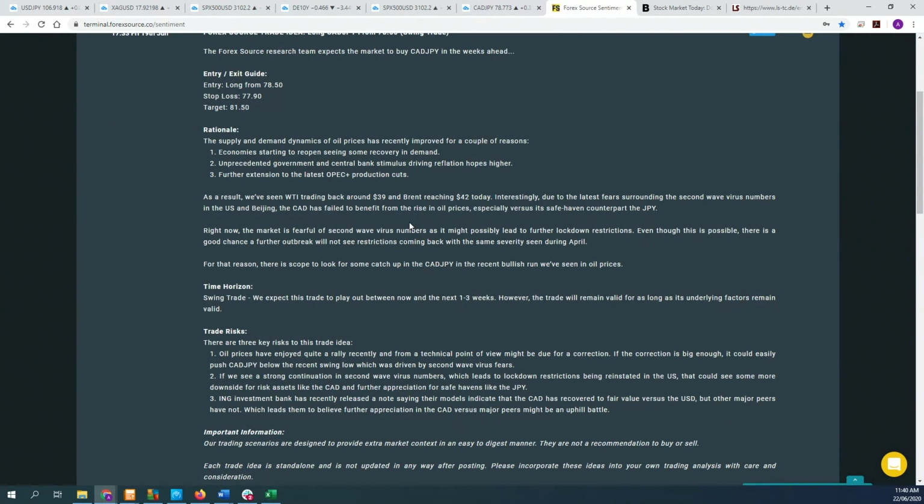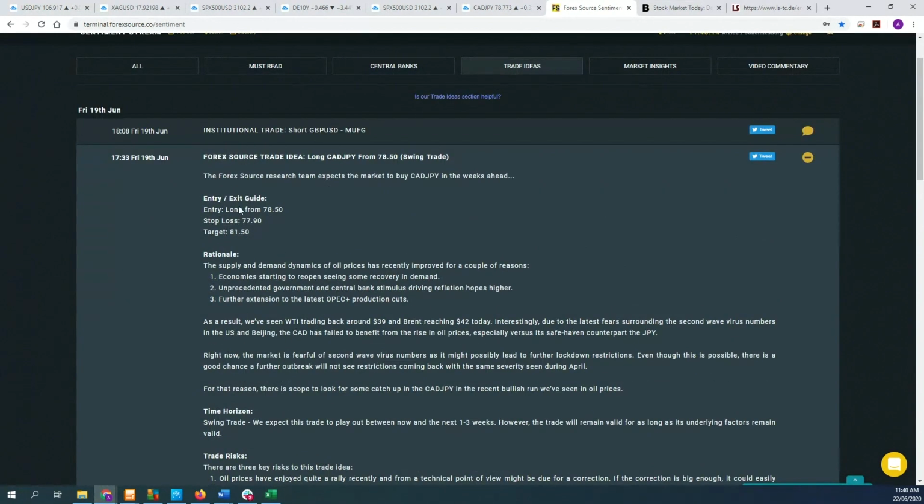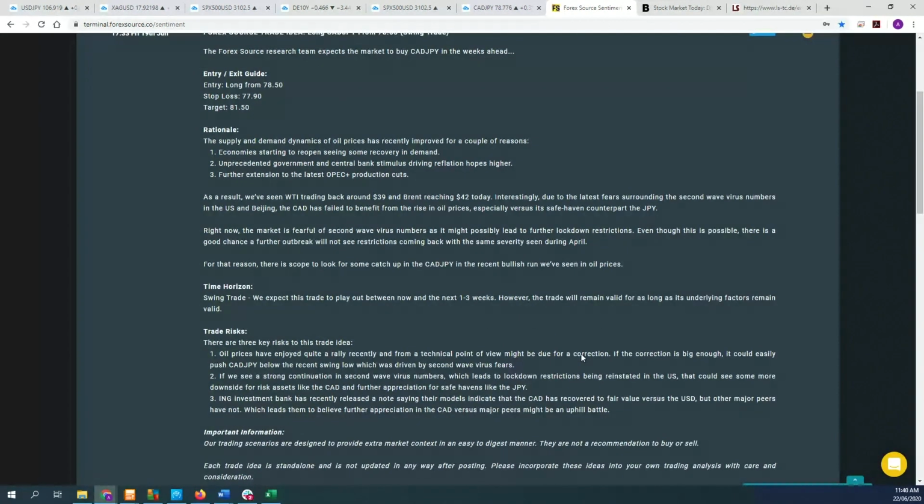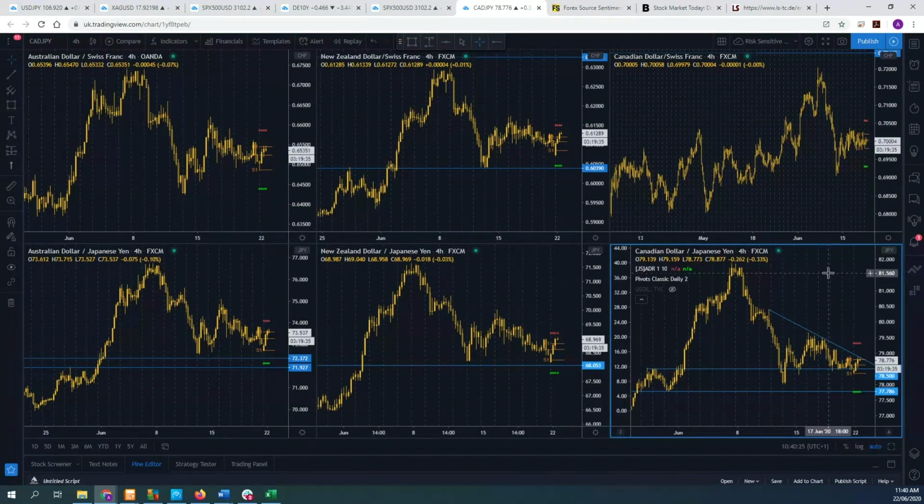So obviously, after that little bit of a rant, let's go through an example of the CAD yen for Friday, right? So let's say you have read through this, you've gone through the rationale, you've gone through the trade risks, you've gone through the technicals, looking at the entry, the target, the stop, and you say to yourself, okay, I agree with this rationale, I like this trade idea, I like the timing, I'm going to consider it. So let's say you've done all of that. Let's go to the CAD yen.